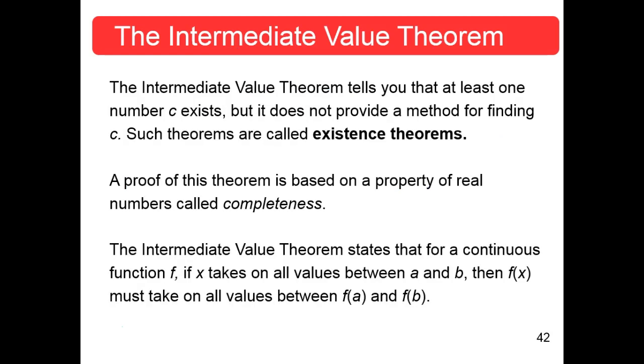So the intermediate value theorem tells you that there's at least one number c that exists, but it does not provide a method for finding that c. Such theorems are called existence theorems. A proof of that theorem is based on a property of real numbers called completeness. The intermediate value theorem states that for a continuous function f, if x takes on all the values between a and b, then f of x must take on all the values between f of a and f of b.